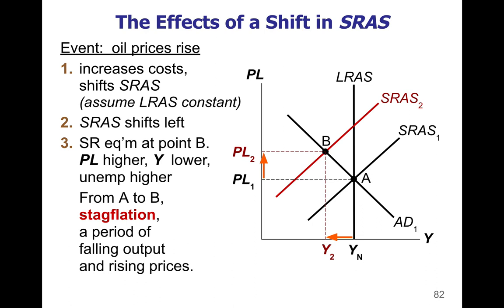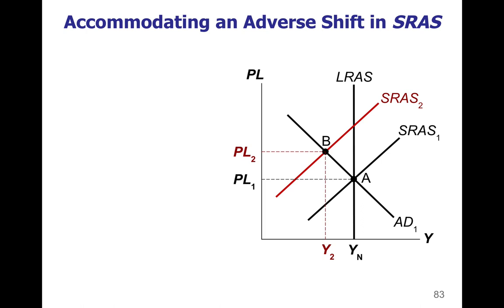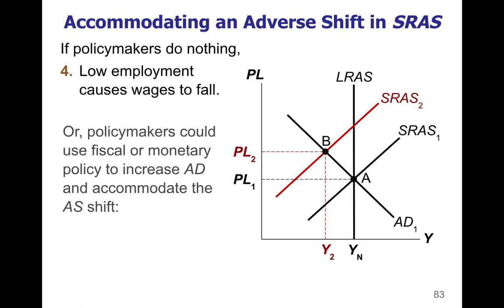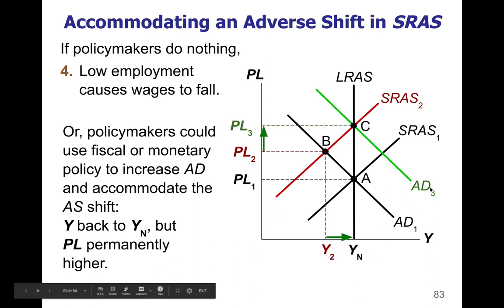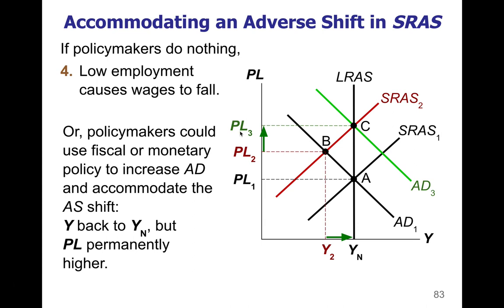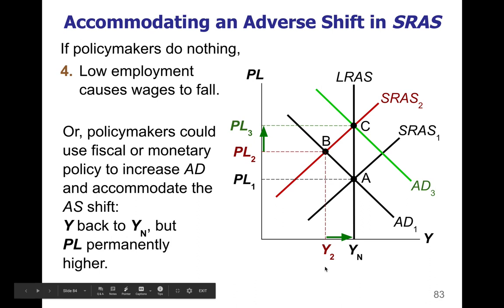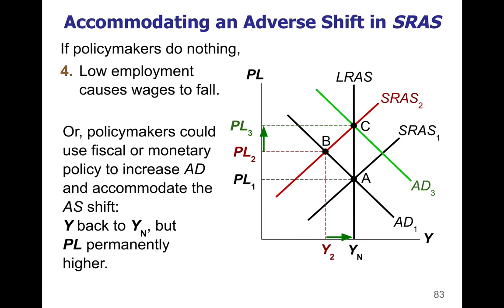If we shift it to the right, we have a new equilibrium that would be at an even higher price level. So here I have aggregate demand shifting. That's my third line. It lines up with price level three. Now you'll notice that my horizontal axis, real GDP, went back to YN. But in the meantime, we made the inflation problem even worse. So if Congress intervenes, they can fix the unemployment problem, but the other problem, inflation, has gotten worse.